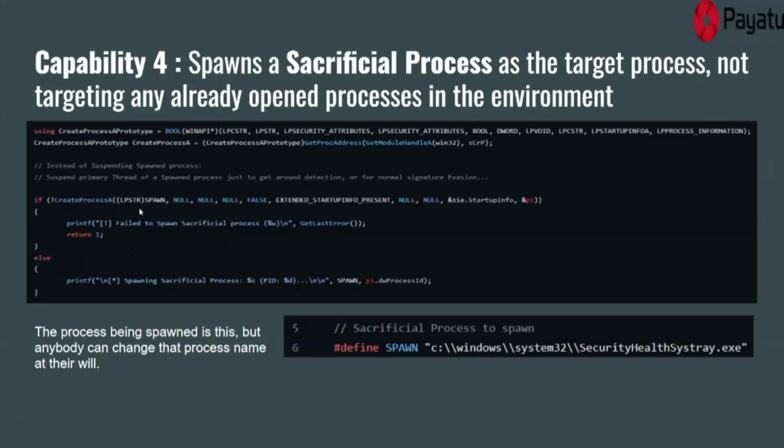And I used the CreateProcessA WinAPI to spawn a sacrificial process at the target process. In this particular example, I use SecurityHealthHost to be spawned. You can customize it to any other process like RuntimeBroker and things like that.